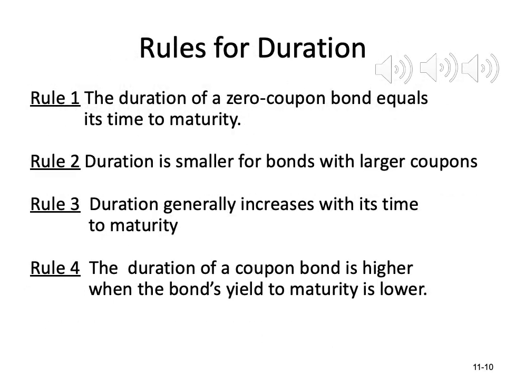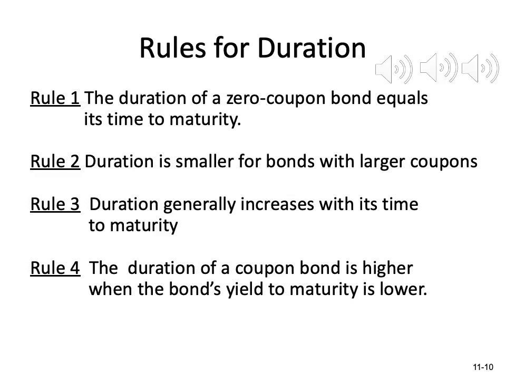In this, there are 4 rules for duration. The first rule is the duration of a zero coupon bond is the time to maturity. Because there are no coupon payments, 100% weight is given to the last year, so the duration equals the time to maturity. For example, a 5-year zero coupon bond's duration is 5 years. You can verify this by plugging in all the numbers in our duration formula.